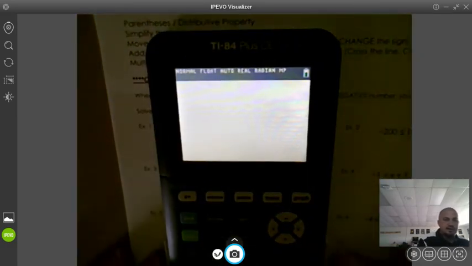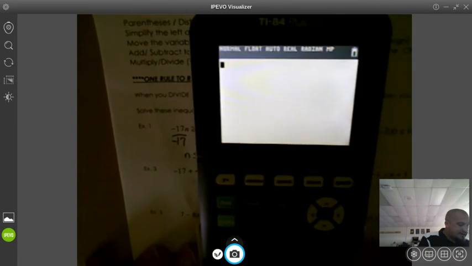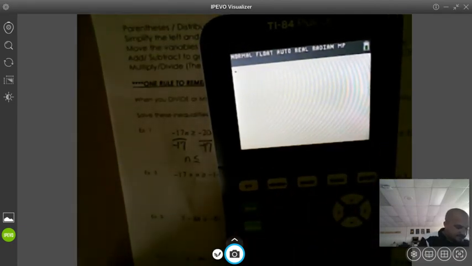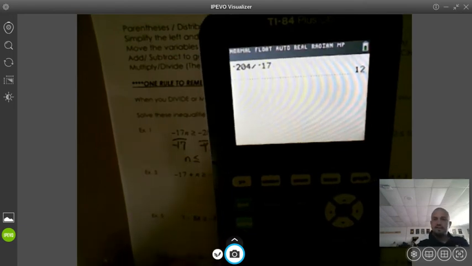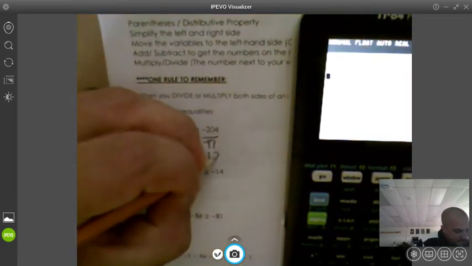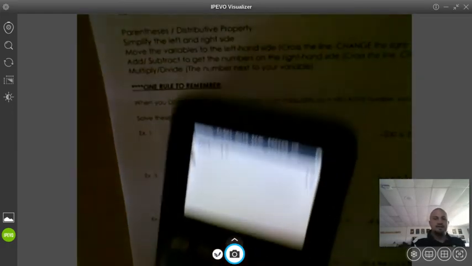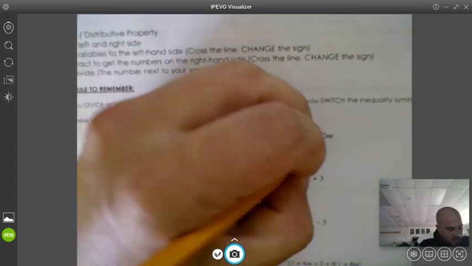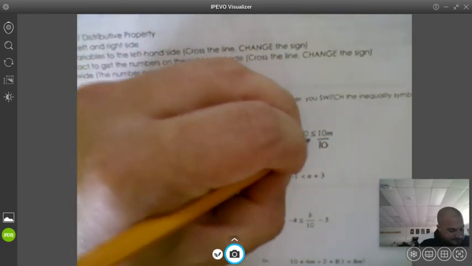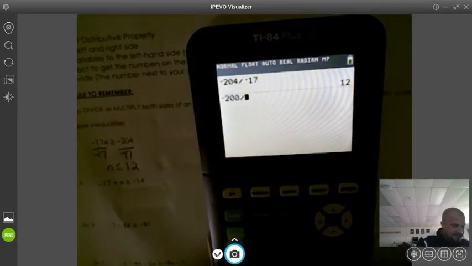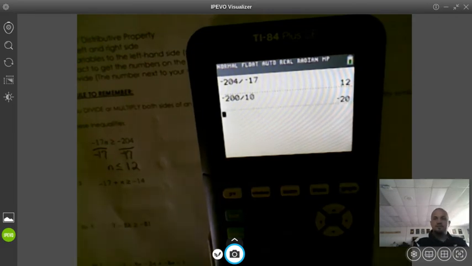Now I'm going to take my calculator, and I'm going to say negative 204 divided by negative 17. And that's going to give me 12. So I've got n is less than or equal to 12. That's answer number 1. We go over to example 2, and I'm going to divide by 10. So I've got negative 200 divided by 10. That gives me negative 20.